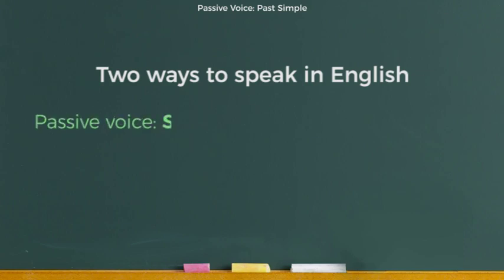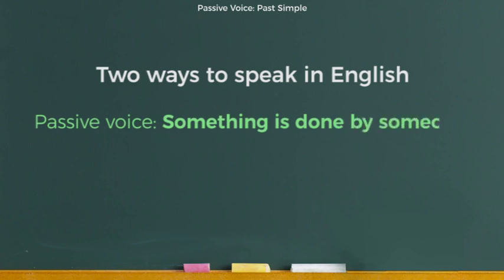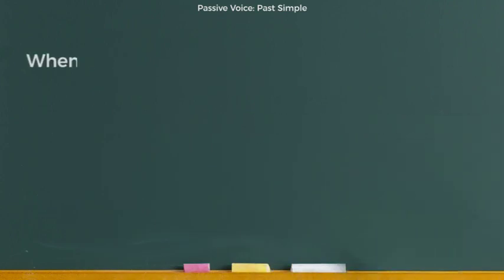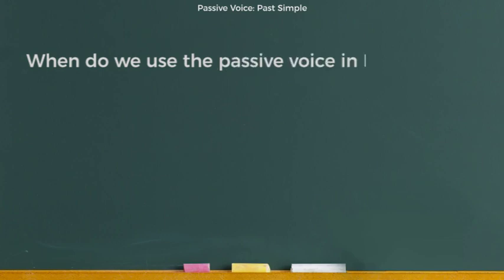In the passive voice, we have to make some changes because passive voice is used to say that something is done by someone. In our example, basketball was played by Robert last Saturday, we are saying that something was done by someone because that action happened in the past. Let's slow down a little so that this video becomes easier to understand.